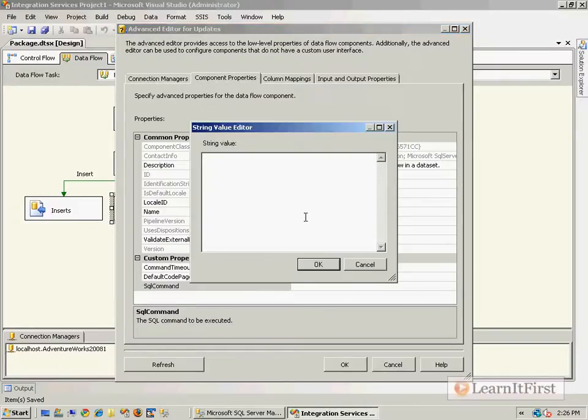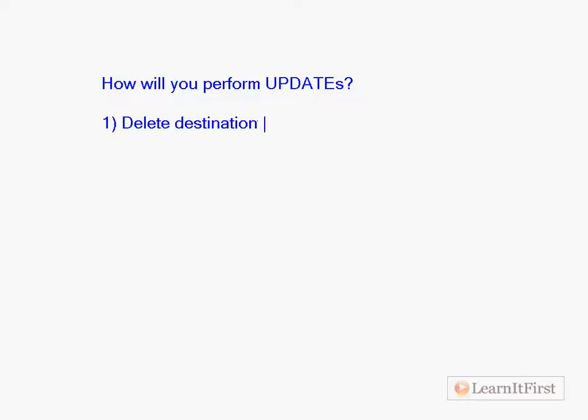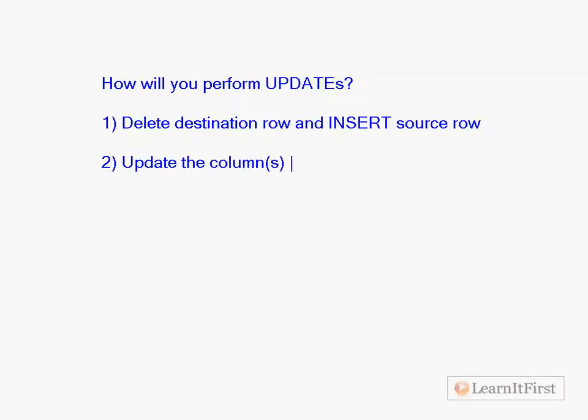Now, the update is probably the trickiest of these three because you've got to make a decision. Let's play around for just 1 second. I hate to take us off course, but how will you perform your updates? You have two choices. One, delete the destination row and insert the source row. So this becomes a two-part, a delete and then an insert. Or two, update the columns at the destination.